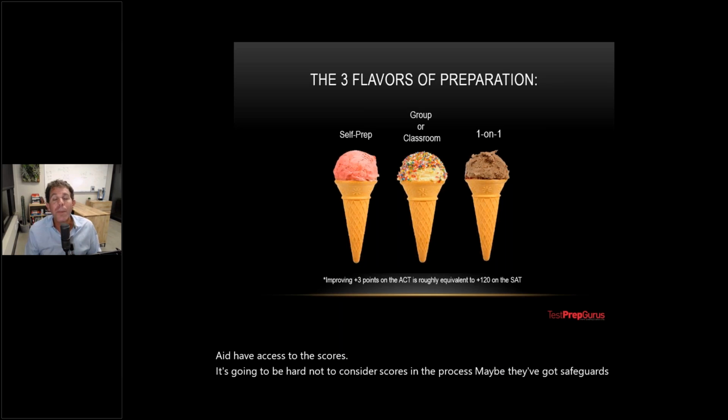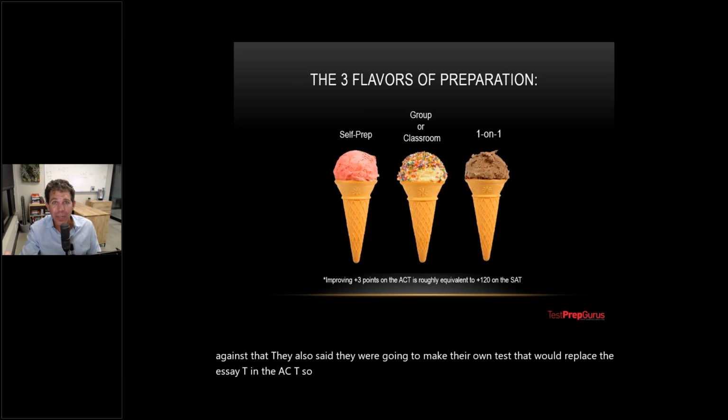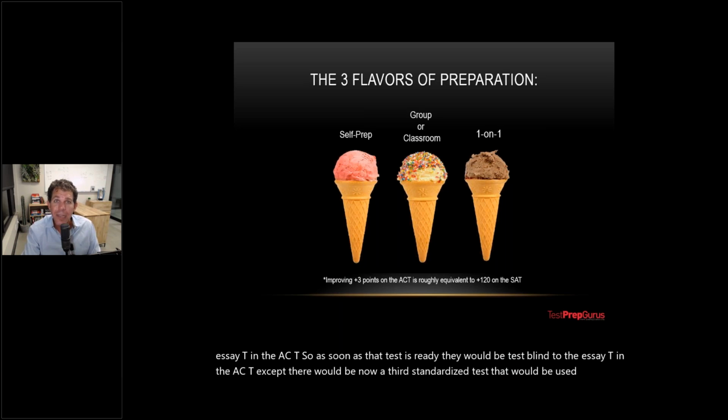They also said they were going to make their own test that would replace the SAT and the ACT. So as soon as that test is ready, they would be test blind to the SAT and the ACT, except there would be now a third standardized test that would be used for the UCs. Maybe they will go through with that. I'm trying to choose my words carefully.